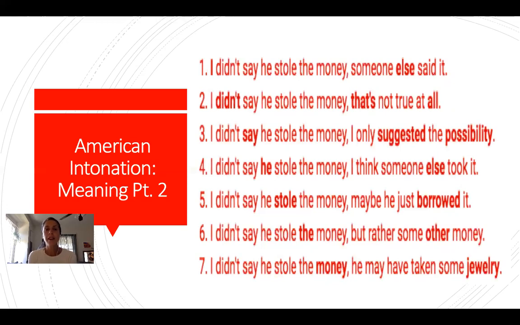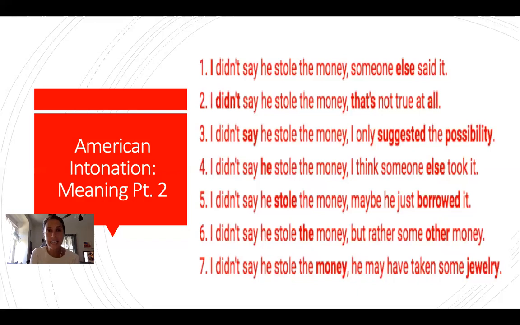So for number 1, since we emphasize the I, it means someone else said it. I didn't say he stole the money, but maybe she did. I didn't say he stole the money means that's not true. I didn't say it. Number 3 means that he didn't say he stole the money. He could have maybe suggested it. I didn't say he did it. I just said maybe he did it, and so on and so forth.